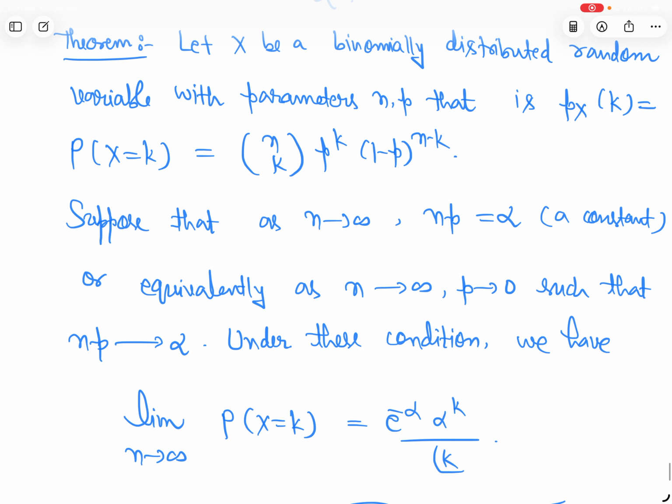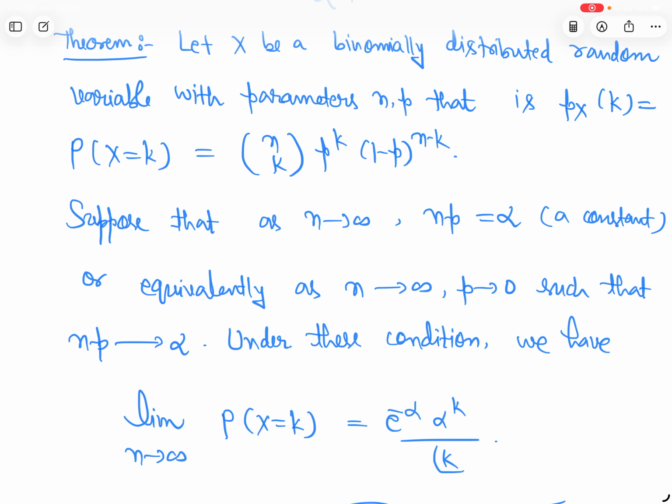Good morning, everyone. We were on Poisson distribution. So we were on this result. Let X be a binomial distributed random variable with parameters n and p. That means P(X = k) is given by n choose k p to the power k (1 minus p) to the power n minus k. Suppose that as n tends to infinity, p is equal to alpha, a constant, or equivalently, as n tends to infinity, p tends to 0 such that np tends to alpha.